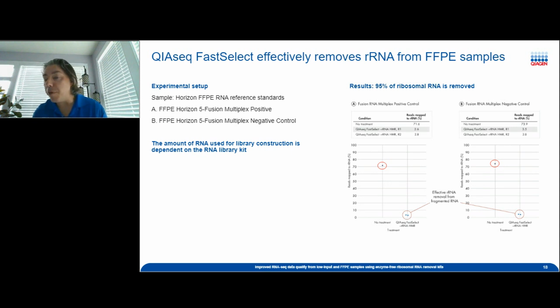This could be further optimized to remove more ribosomal RNA by adding a little bit more FastSelect or working a little bit with it. For most researchers, this is greater than 95% of the ribosomal RNA removed. And with this standard treatment, following the standard protocol, it's more than adequate to put on a sequencing machine.